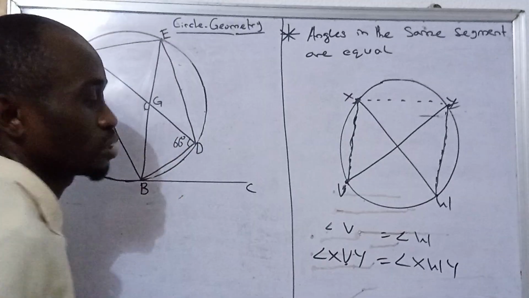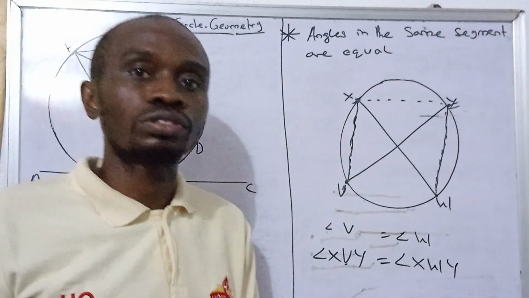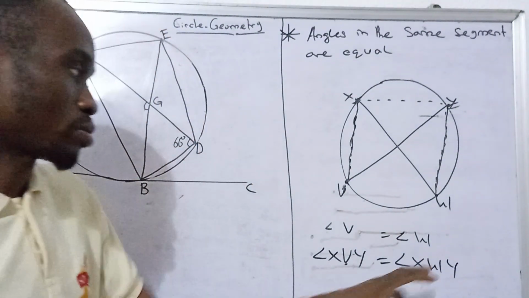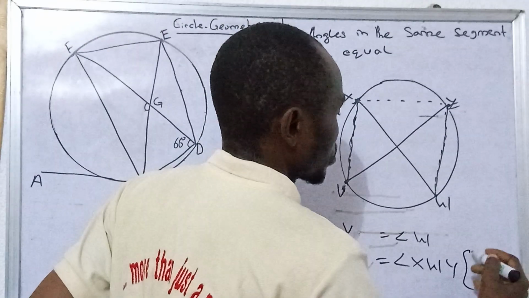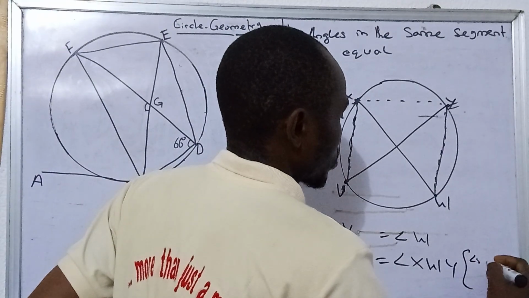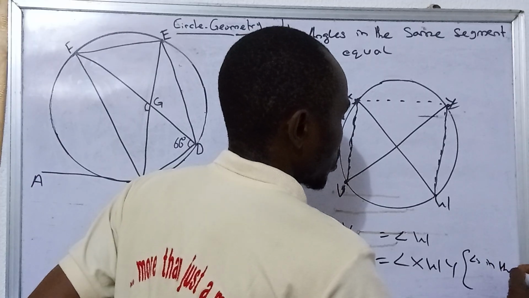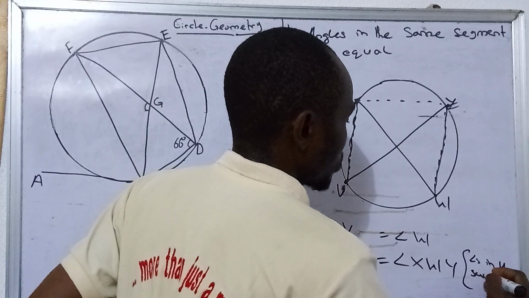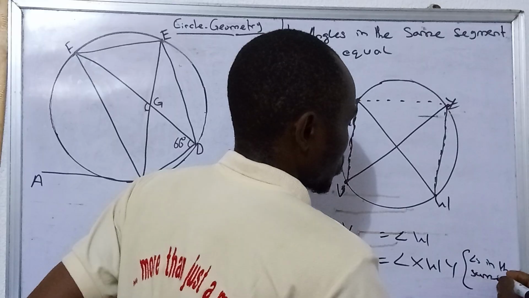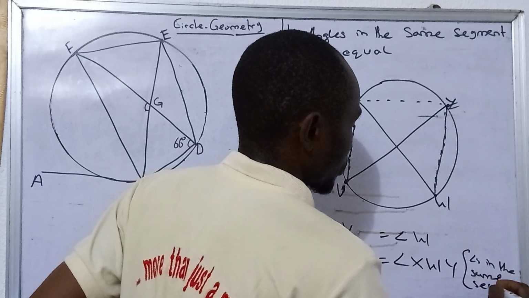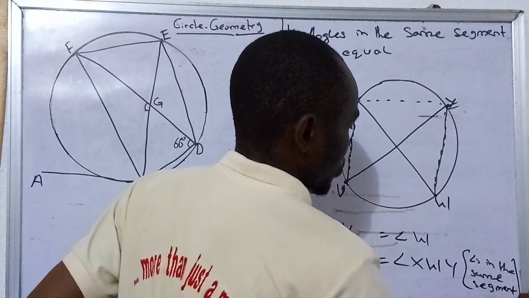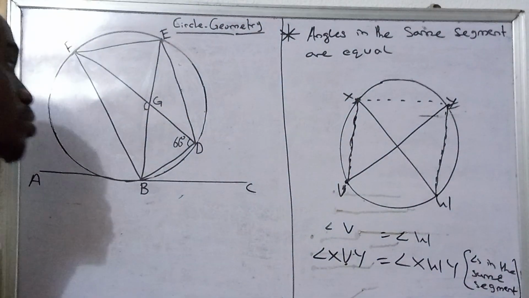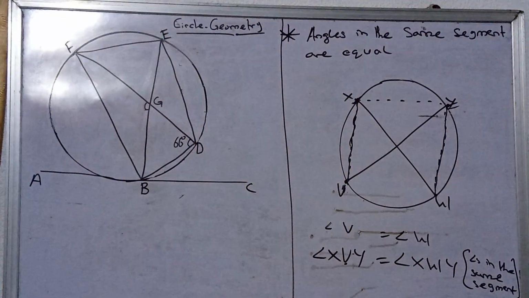So in circle geometry, one thing you need to do is put the theorems beside your solution. So what do you have? We have angles in the same segment. Right, so let's look at this problem.